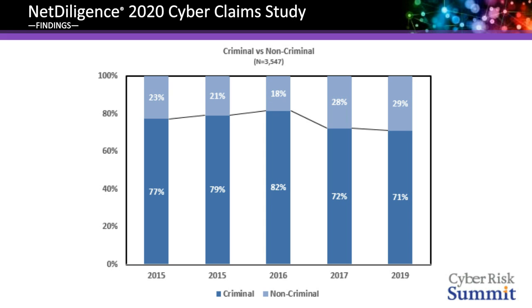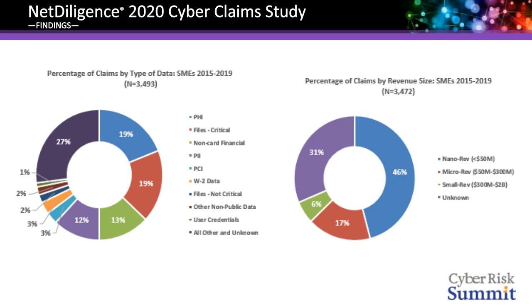Just a couple more slides, guys. On the left-hand side, I won't go into all this, but you can see the different types of data caught up in these events, anywhere from PHI to PII to what policyholders and claims professionals consider critical business files. And on the right-hand side is an actual breakout of the SME pool, anywhere from nano to micro to small revenue. It looks like Nano was leading the pack for less than $50 million in revenue, the largest part of the population in this study. Again, if we looked at the all-in average, for an SME it was about $92 million in revenue.